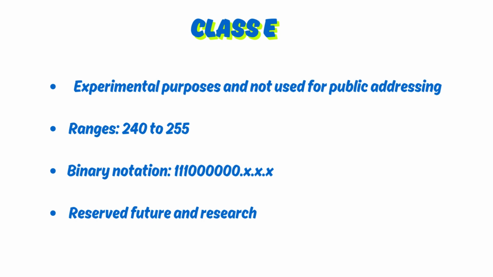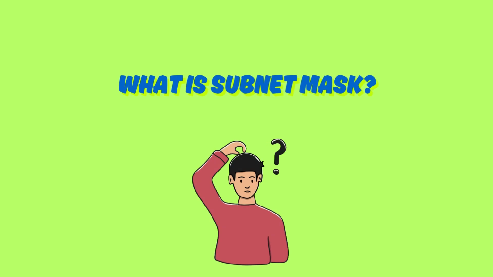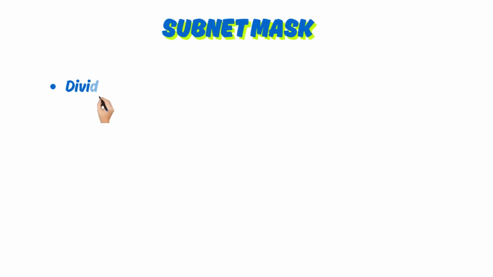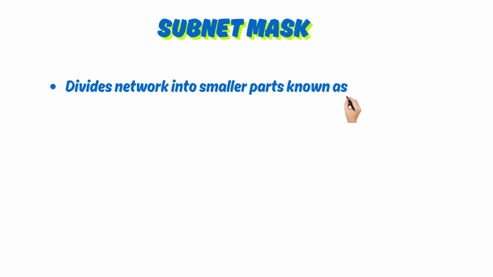After understanding the concept of IP address classes, now we are going to discuss what a subnet mask is. A subnet mask is a number that works together with an IP address to divide a network into smaller parts called subnets. Think of it like this: an IP address is your house number, and the subnet mask is like a map that tells which part of the address belongs to the street, the network, and which part belongs to the house, the device or host.